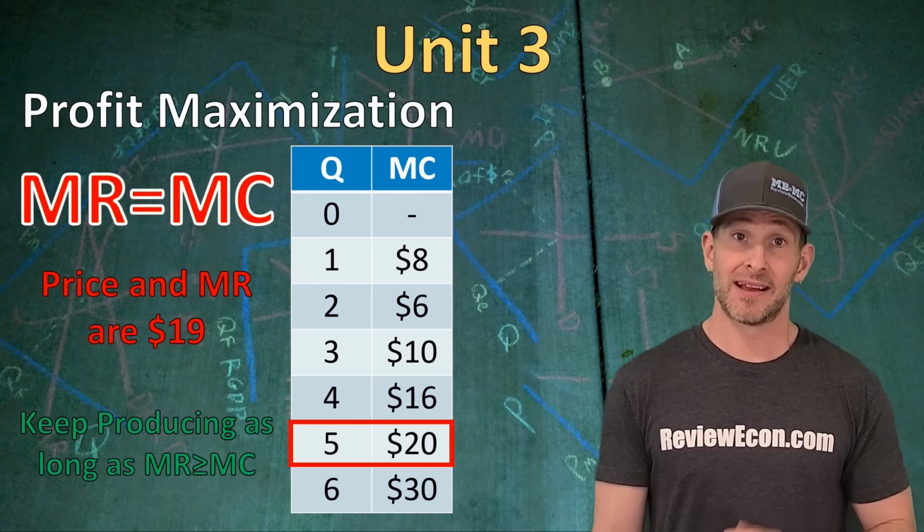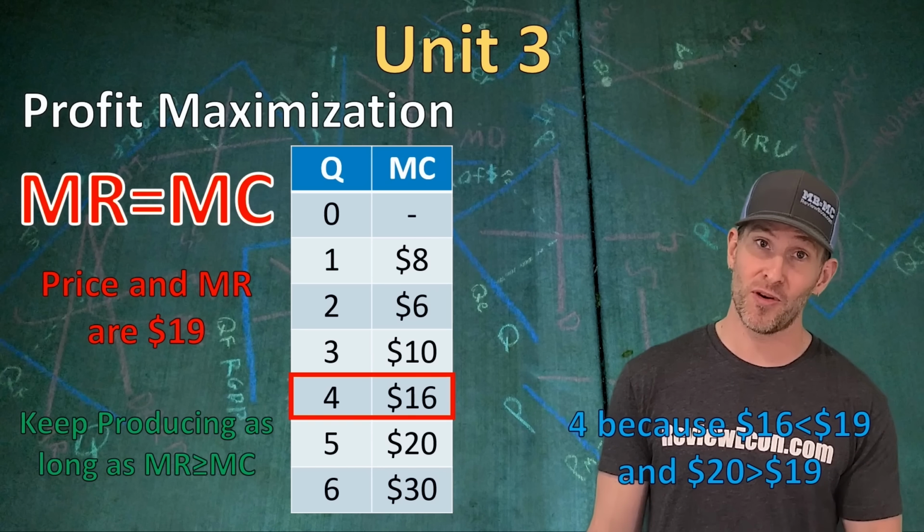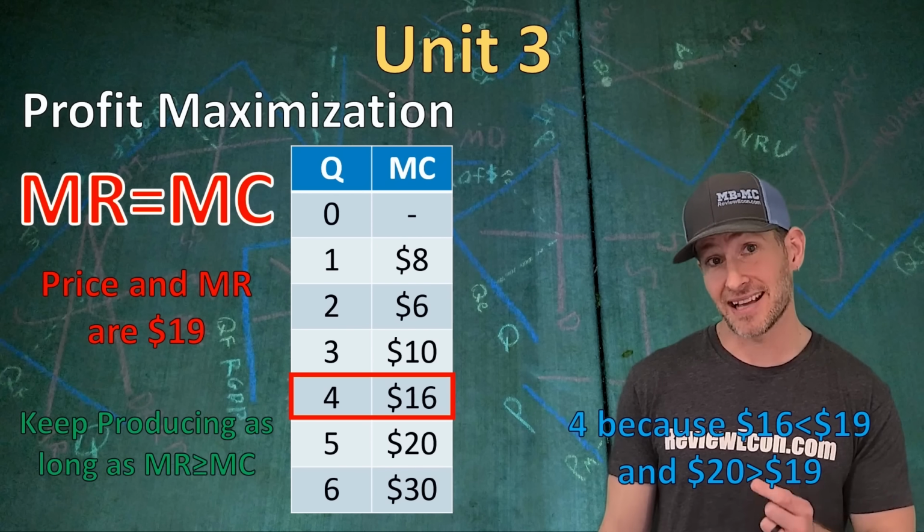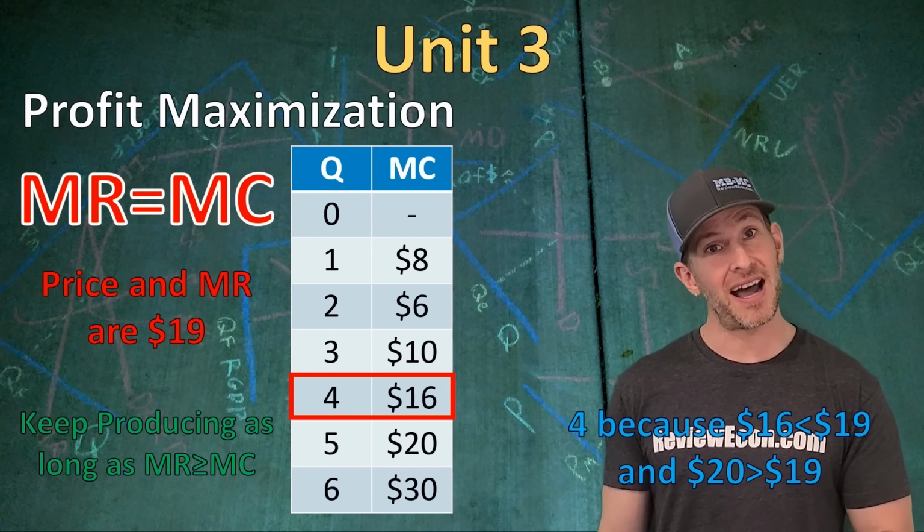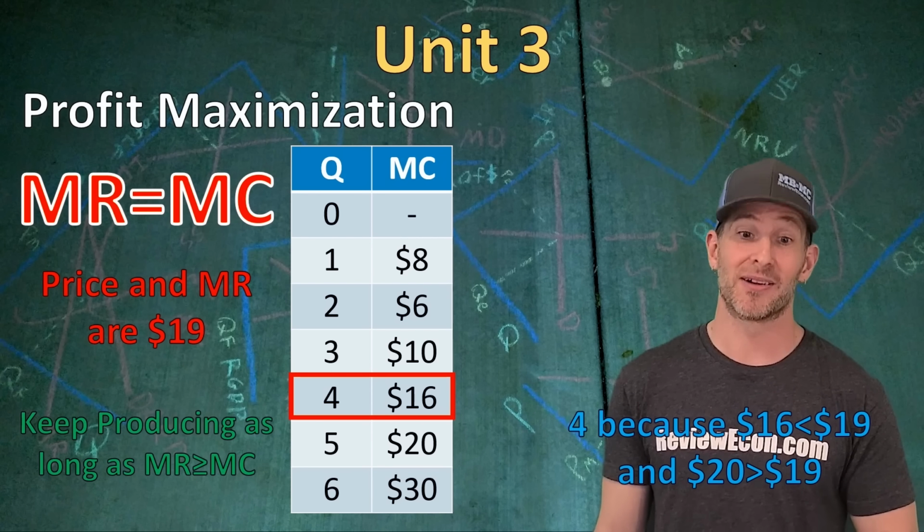So that means for this firm, 4 units of output is the profit maximizing quantity, and that's because at 4 units, $16 is less than $19, but at 5 units, $20 is greater than $19.